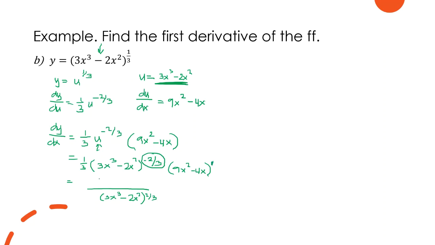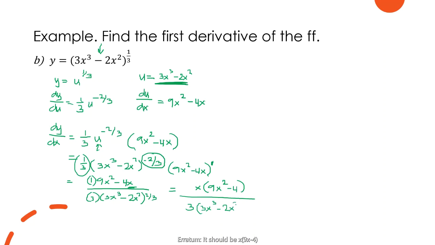So we can put that in our numerator. So we have 9x squared minus 4x. And we have 1/3 here, so we have 1 here, and we have the 3 here. Simplifying, it has a common value, which is x, so we can simplify x. And then we have 9x squared minus 4. And for the denominator, we have 3 times 3x cubed minus 2x squared raised to 2/3. So this is now our final answer.